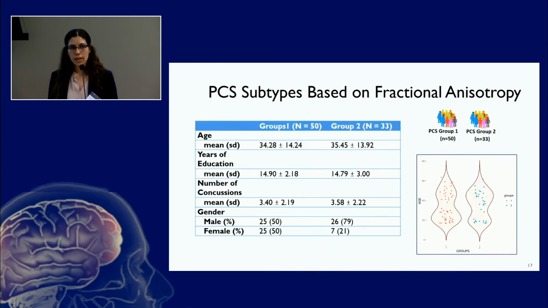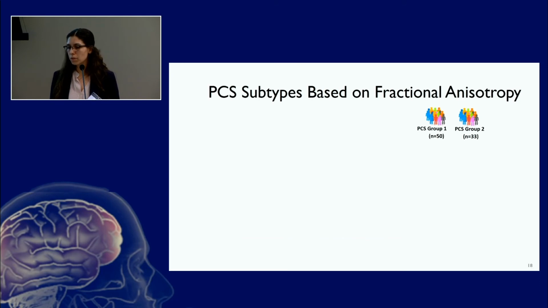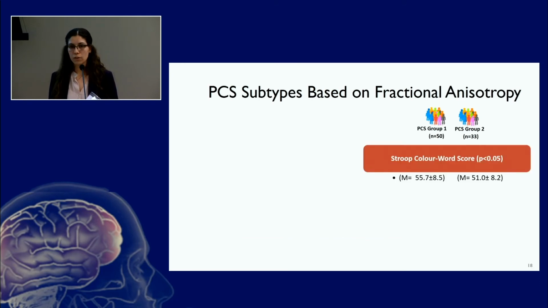When we look at it, again, age, number of concussions, and the years of education are not significantly different between these two groups. But what was different was actually the correct answers on the Stroop color word test. So group 1 was getting higher scores on this task than group 2. In this case, we are going to say group 1 is mild, group 2 is severe.